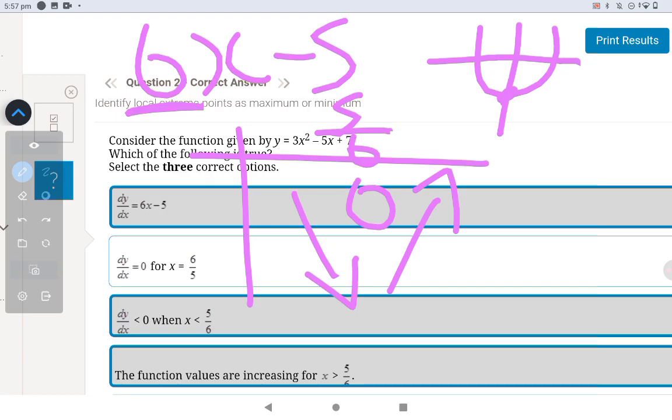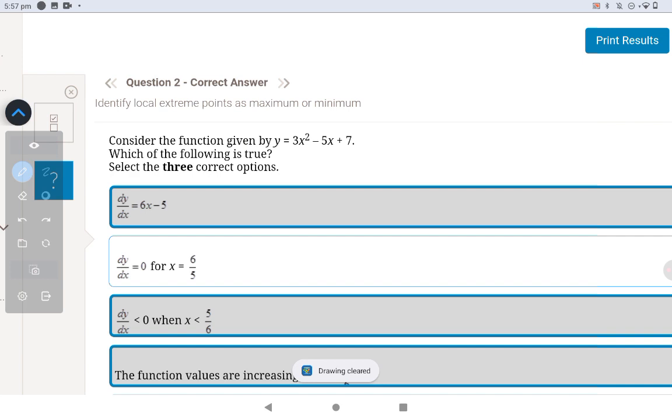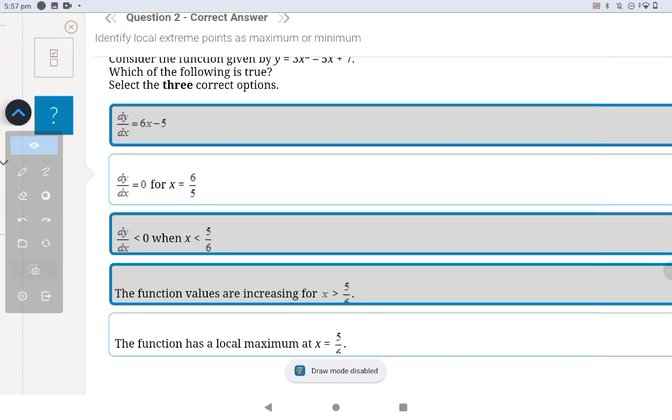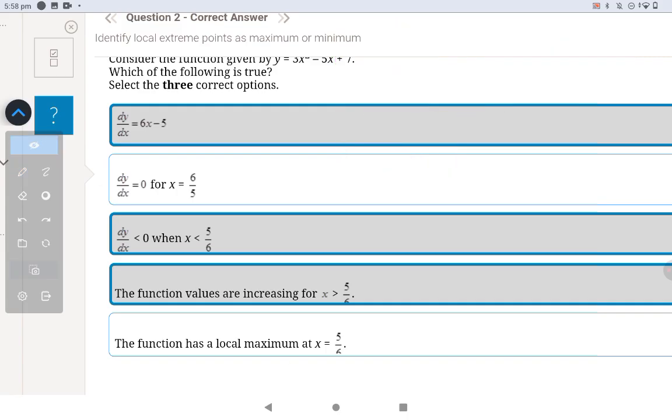Okay, the function values are increasing for x greater than 5 over 6. Yes, because like we said in the graph that we drew, after 5 over 6 it's going to be increasing. It's positive. The function is going to be increasing because 5 over 6 is the minimum. Not the maximum, the minimum. It's only going to increase from here, right? That's why this one is correct. So those are three. And does the function have a local maximum at x is equal to 5 over 6? No, because 5 over 6 is the minimum. Okay.